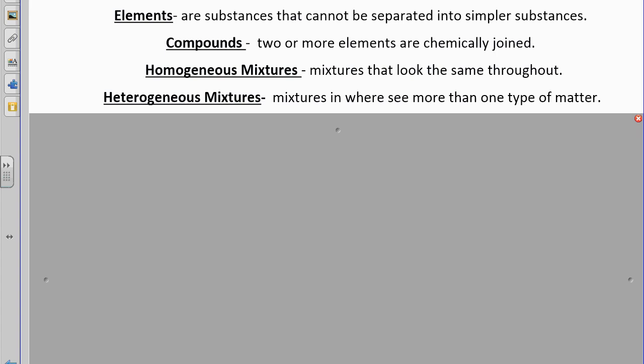Now, if it is not an element and it is not a compound, then that means it's a mixture. Homogeneous and heterogeneous mixtures. Which one looks all the same? Homogeneous. And I try to make the examples on our quiz very straightforward. Heterogeneous, you can see the different pieces and parts in the mixture. We said like trail mix or pizza, things like that.